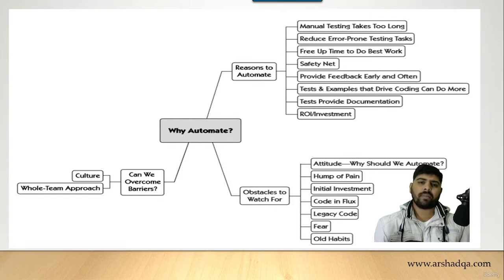We can overcome it by changing culture, by adopting scrum methodologies, by doing agile in the team, so the whole team working on a project can overcome these problems. And test automation effort is not only the responsibility of quality assurance personnel, it is the responsibility of the whole team working on the project.